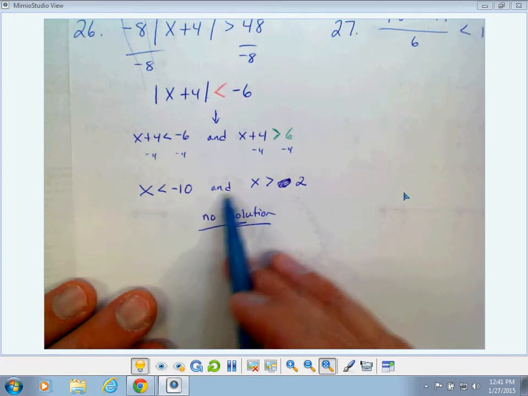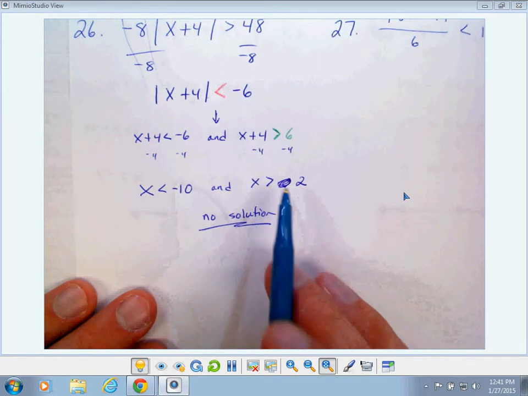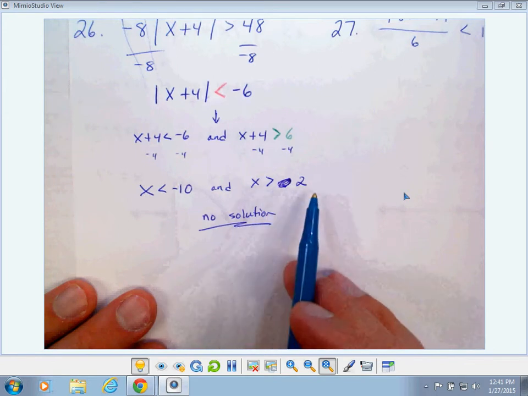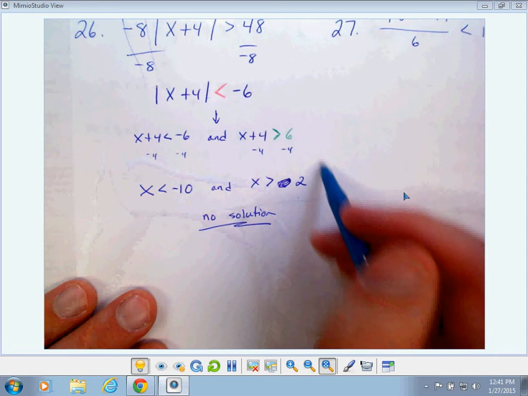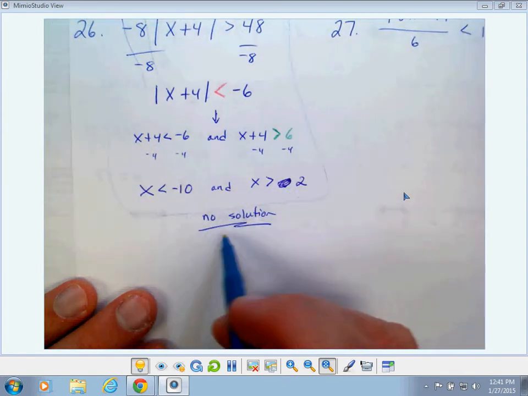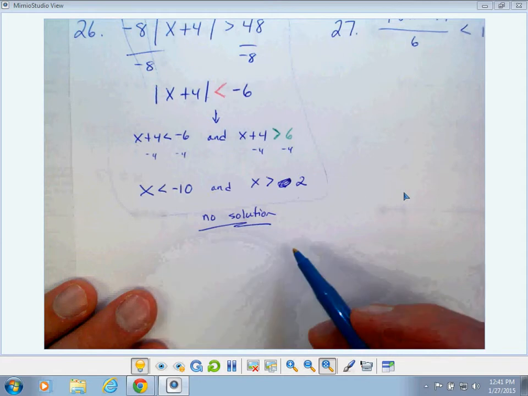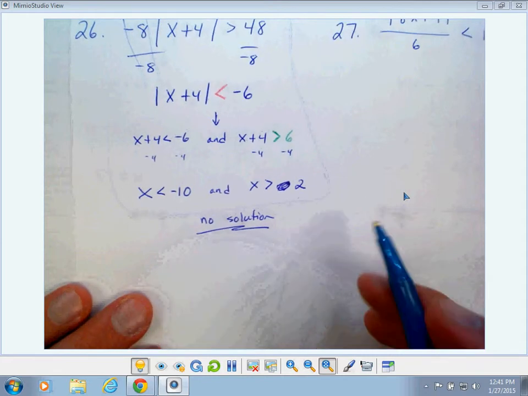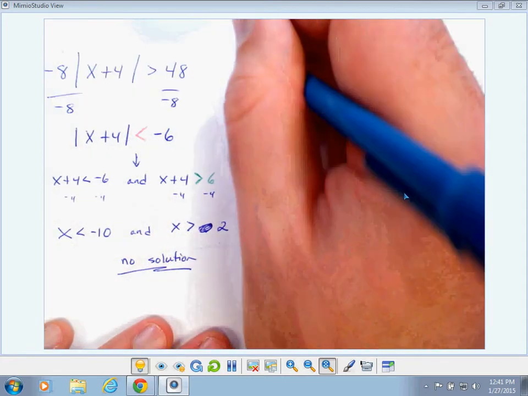So I don't know that you're going to see one of these on your test, but the reason why I solved it is I wanted you to see how you actually do the solving. But for our purposes, I don't think you're going to run into any that are no solution, because that's more of an algebra 2 like problem. But don't worry, next year it's coming.